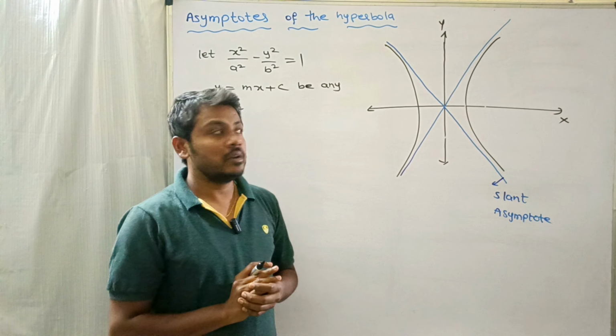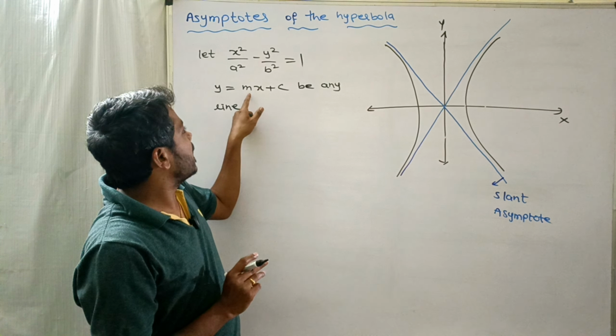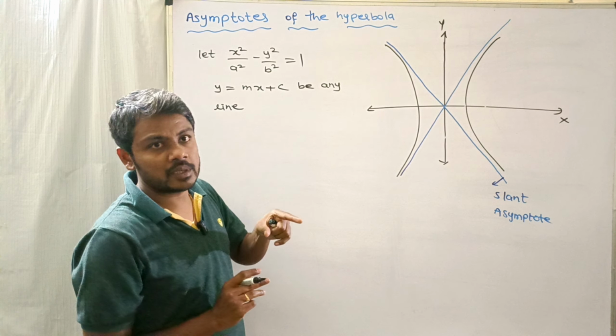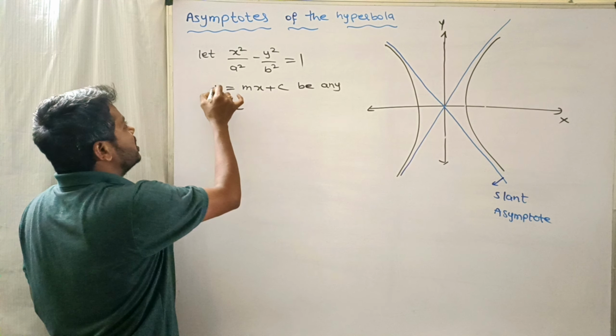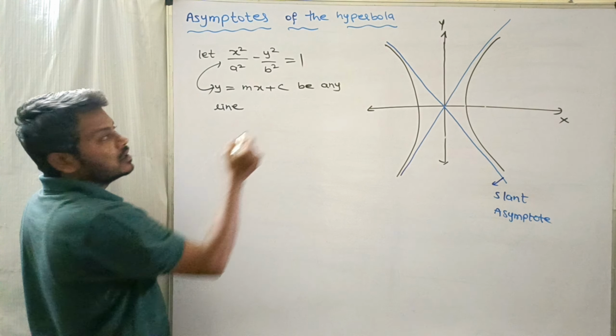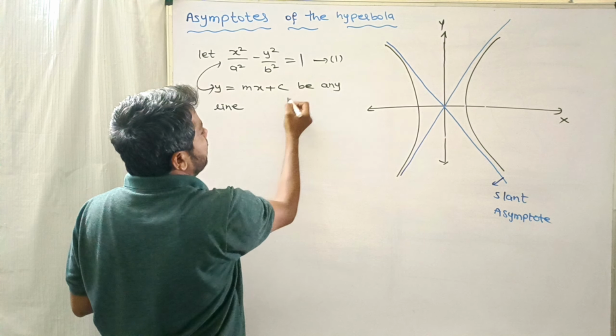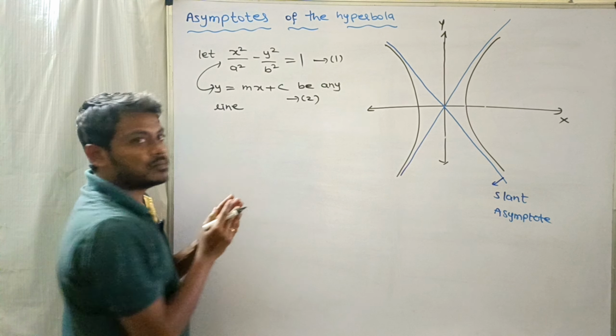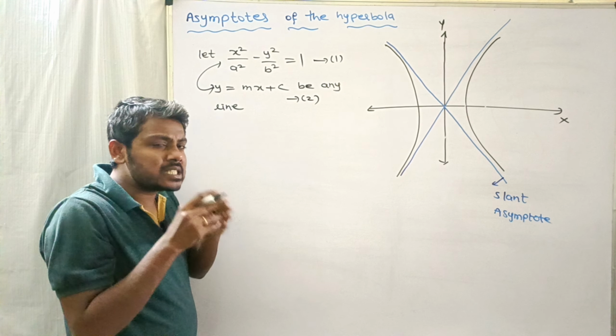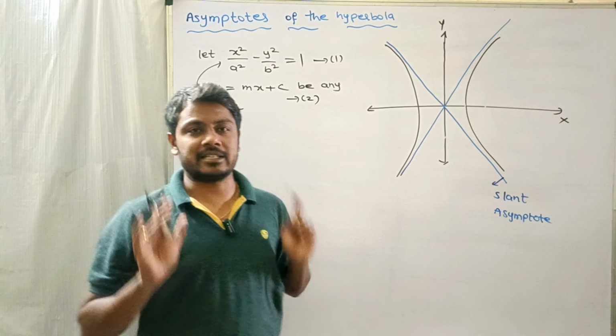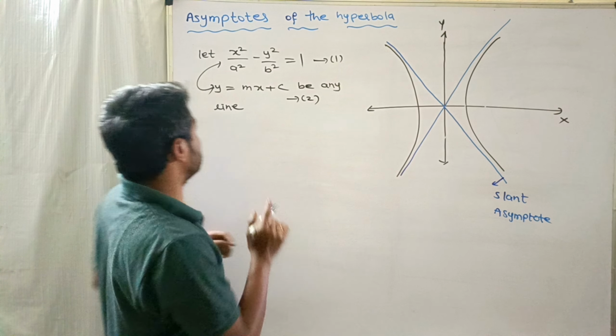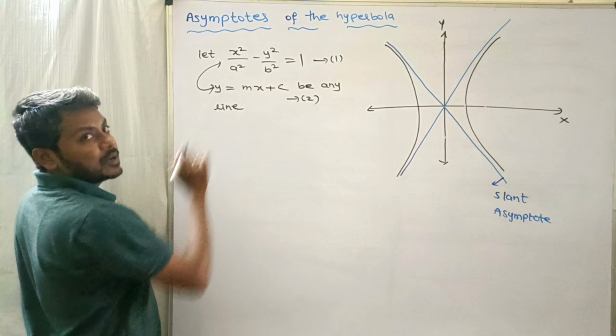Asymptote. Now to find M and C, clearly we solve these two equations. So this is equation 1 and this is equation 2. Solving means let us consider they intersect, that is, substitute y equals mx plus c here.